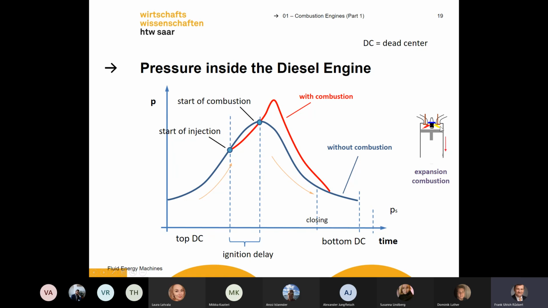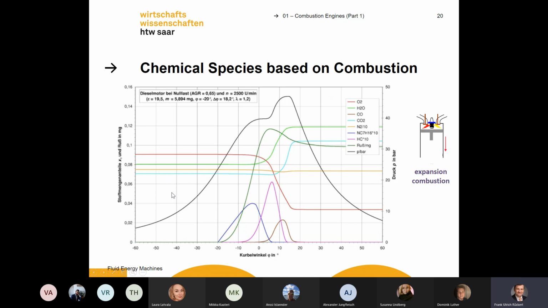But if you now start the combustion, the pressure will be a bit higher, and this will be the work you get back by the combustion. Okay, here the valve closes. It's a more schematic picture I made for you to explain it, but you can also see here the real values, the real measurement. You can measure the pressure inside the cylinder.